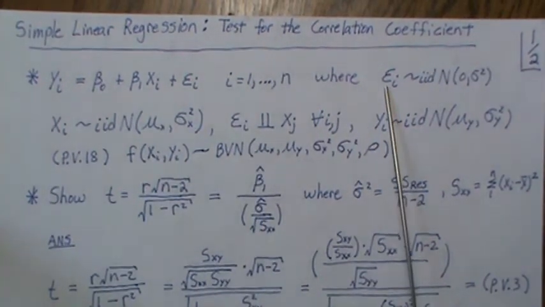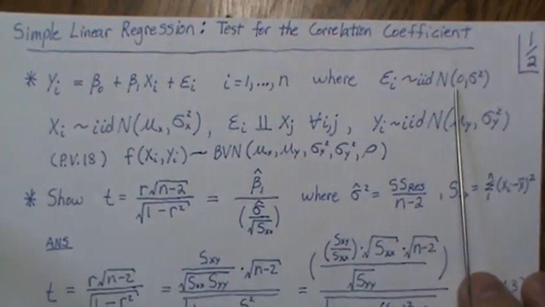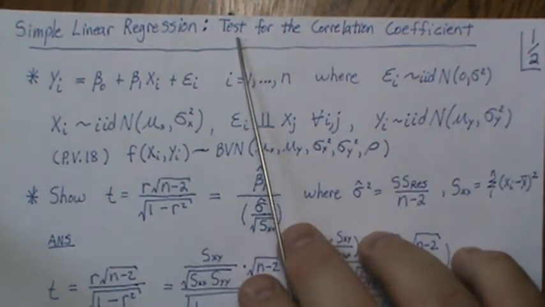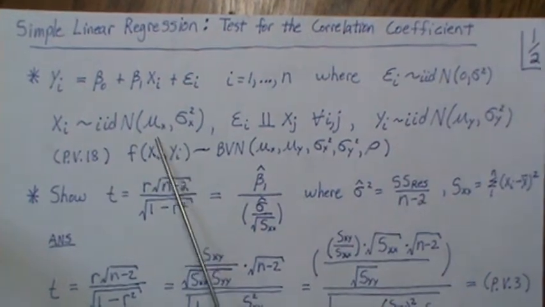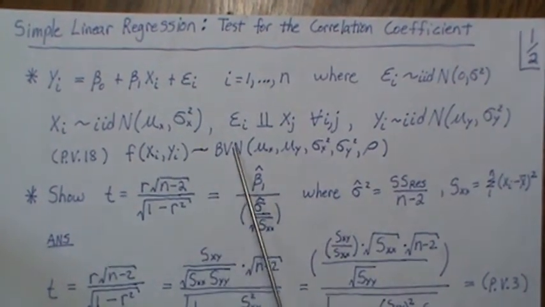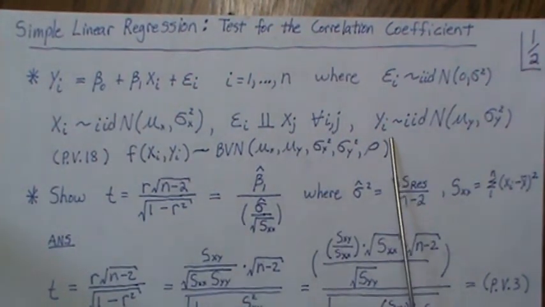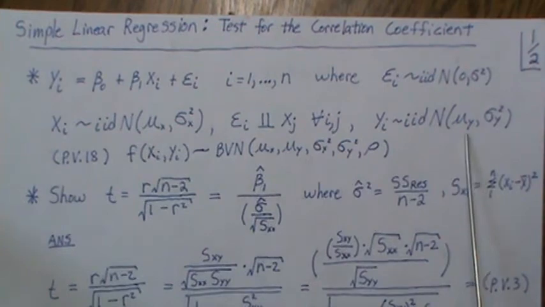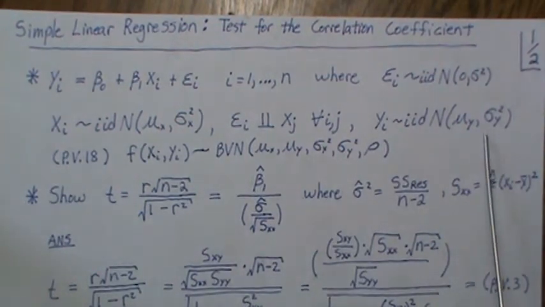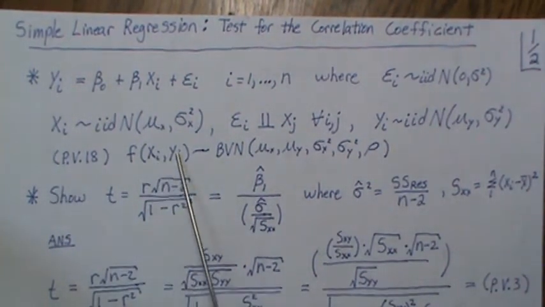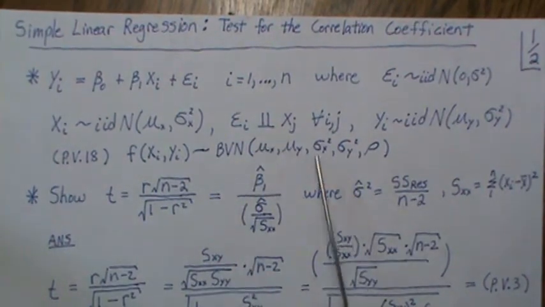So the conditions are that epsilon is IID normal 0 sigma squared, and we're assuming a distribution because we're going to do a test. The x is normally distributed with some mean and some variance. Epsilon and x are independent, and that implies that y is normal with some mean and some variance. And we derived all these in the previous video. So essentially, f of x, y is bivariate normal with these means, these variances, and this correlation.